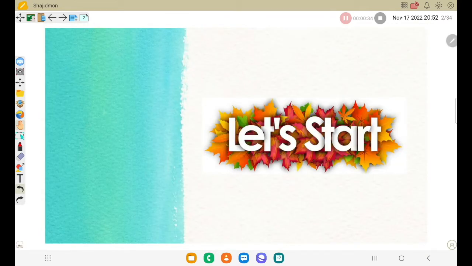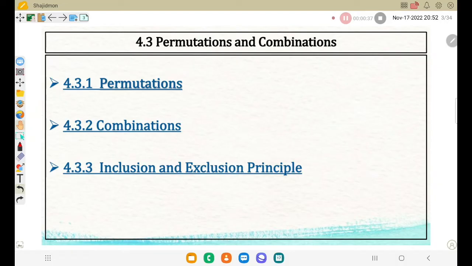So let's start the topic. Section number 4.3 is actually permutations and combinations, correct? In this section we are mainly studying three ideas. One is permutation, which we are calling section 4.3.1. Then we are studying combinations in 4.3.2, and the inclusion and exclusion principle we are discussing in 4.3.3. I will add separate recorded classes for all these three sessions separately. So the first topic we are going to discuss is permutations, 4.3.1.